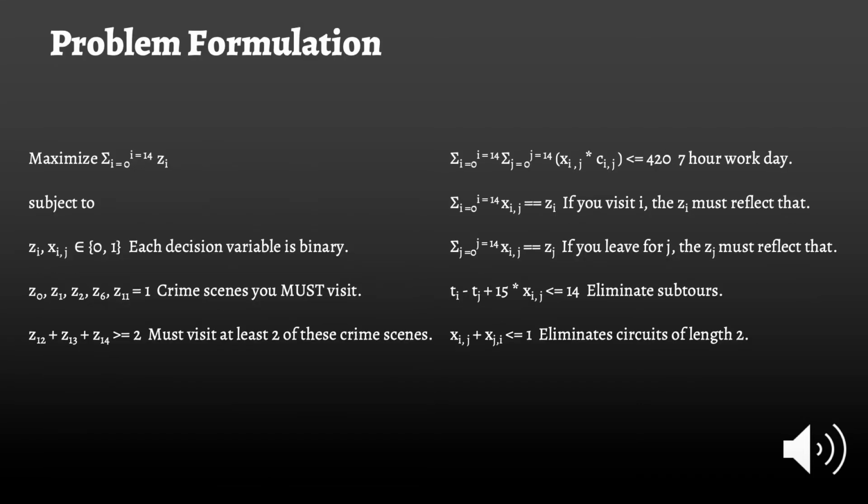So our problem formulation here is we have to maximize the amount of scenes we go to, so the sum of each zi, subject to our constraints that each zi and xij is either a 0 or a 1. The z0, 1, 2, 6, 11 are crime scenes that we must visit. Those all must be 1. For z12, 13, and 14, we must visit at least 2 of those. We have our time constraint of 7 hours, and then we have constraints where if we visit a zi, we must have an xi, and if we leave an xj, we must have a zj. We cannot have any subtours, and then xij plus xji less than or equal to 1 eliminates circuits of length 2.